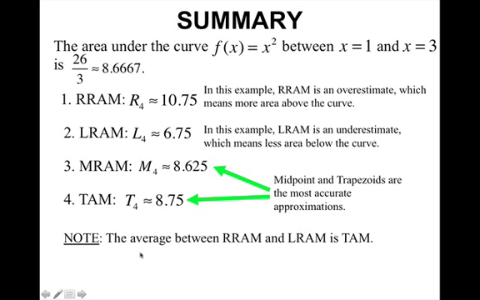And a quick little note that the average between the right and the left will give you the trapezoidal approximation. So if I wanted to show you, I would add the right and the left approximations, divide by 2, because that's how many there are, and I would get 8.75, which is what I got with the trapezoids.